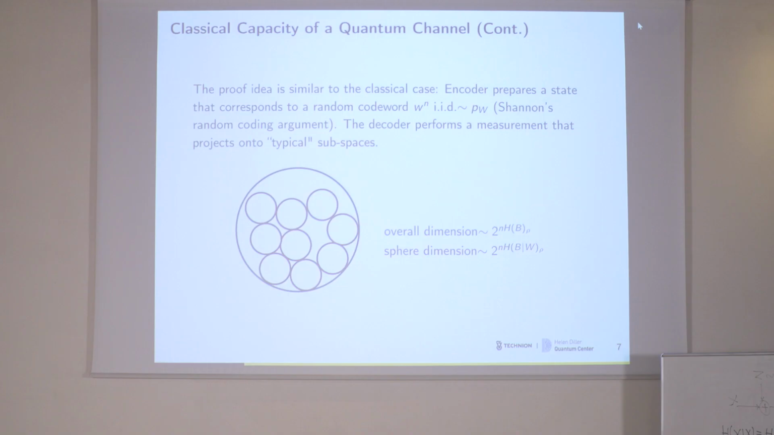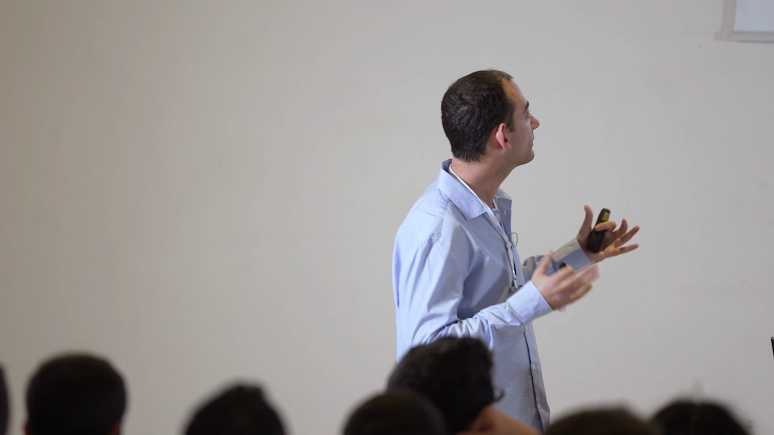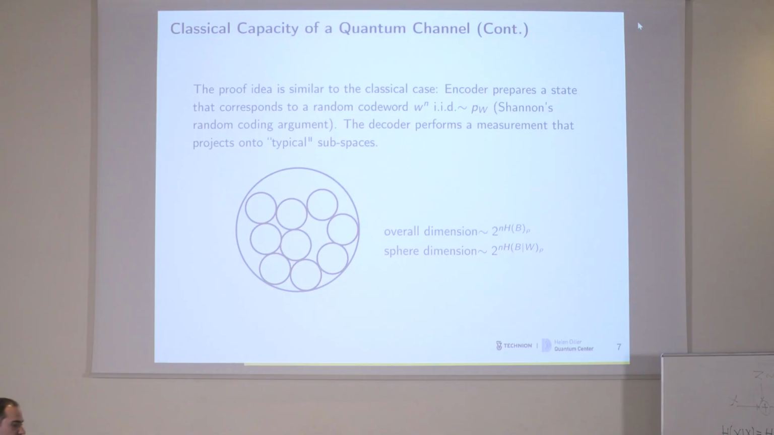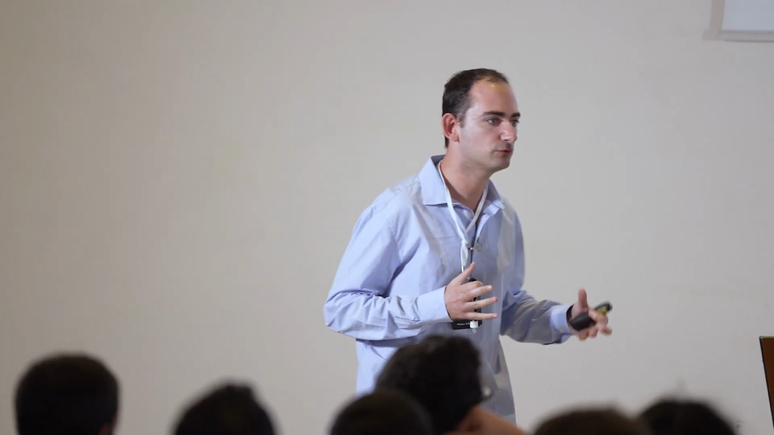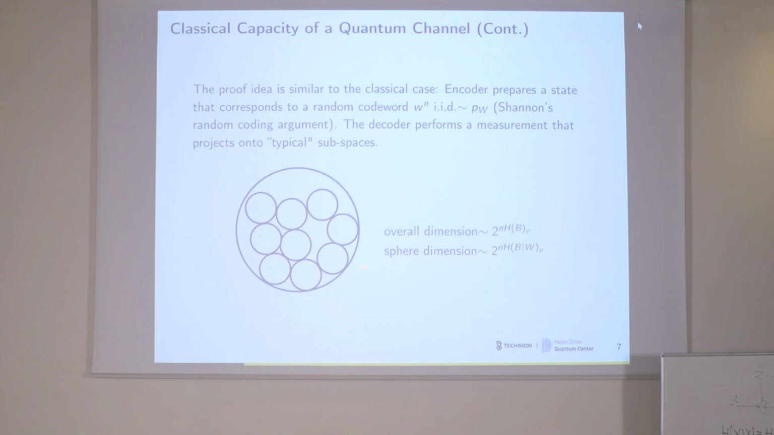And then, in the quantum case, we also prepare states that depend on this code word. Then the decoder performs a measurement that projects onto those, we think of them as small spheres. They are called typical spaces. Okay. And it turns out that the overall dimension of the output is approximately 2 to the power of n times the entropy of B. And the small sphere has dimension that is related to the conditional entropy.